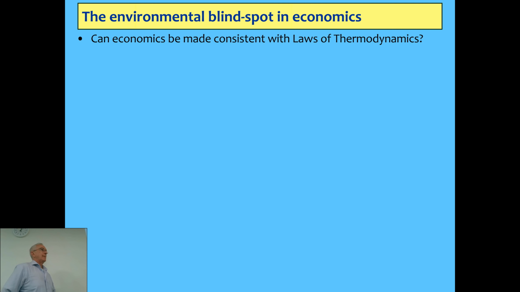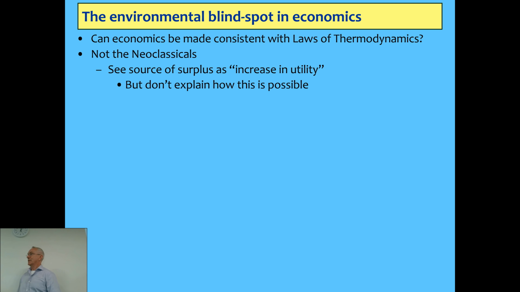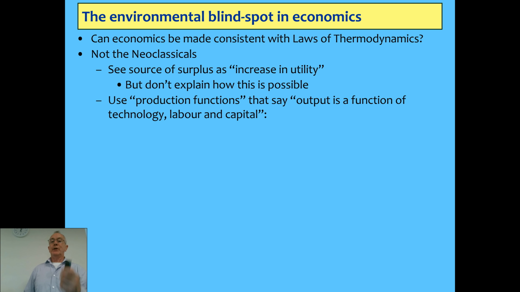So, economics, as I said, is not consistent with the most important laws about the universe, which is ridiculous. So can we make it consistent? I don't think we can make the neoclassical consistent because their idea of surplus effectively is increasing utility, but they don't explain how it happens in any real serious way. And they use production functions that say output is a function of technology, labour and capital. And this is the sort of equation they use all the time. Don't worry about the terms so much. Just saying output is some factor of what they call productivity multiplied by the number of workers raised to some power times the number of machines raised to a 1 minus that power.